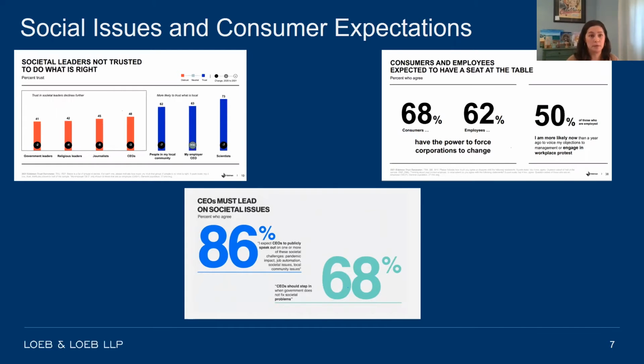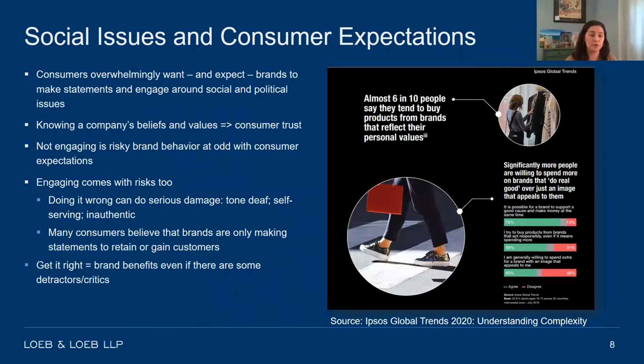So what happens with social issues and consumer expectations is that consumers want and expect that brands are going to make statements and engage in these issues. There was a survey that was published by Digital Media Solutions, where 77% of respondents expect brands to be helpful throughout their everyday lives. And 75% of consumers stated that brands should also be informing the public about their specific efforts to combat any type of social issue.